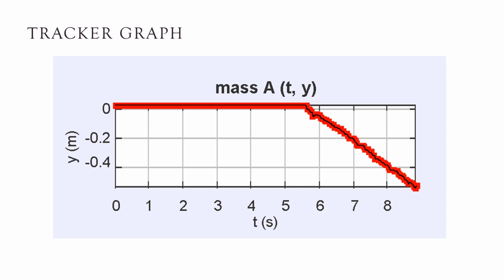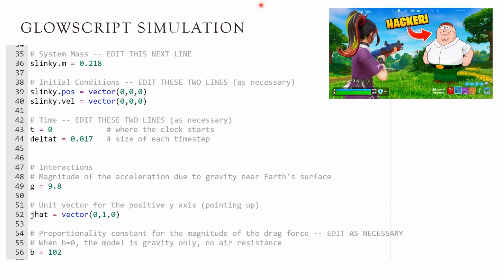To simulate this, we have our GlowScript code, where we first inputted our system mass, which is 0.218, based off an Amazon Slinky I found online. Our initial conditions are 0, 0, 0 for the Slinky's position and velocity. We have our time, which is 0, and our delta t is 0.017, which is based off of when I was playing the video in slow motion and clicking my Tracker, how much through the video it went every time I pressed the button and inputted a Tracker point.